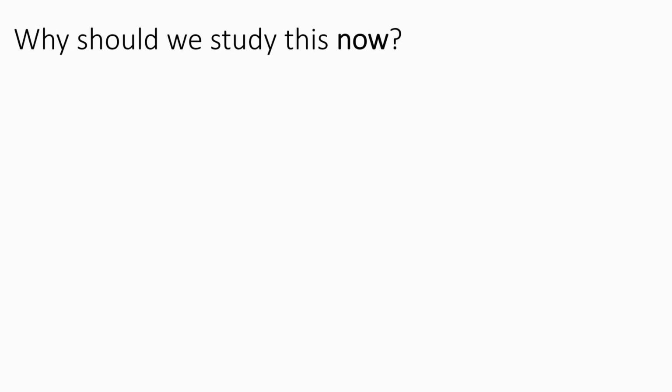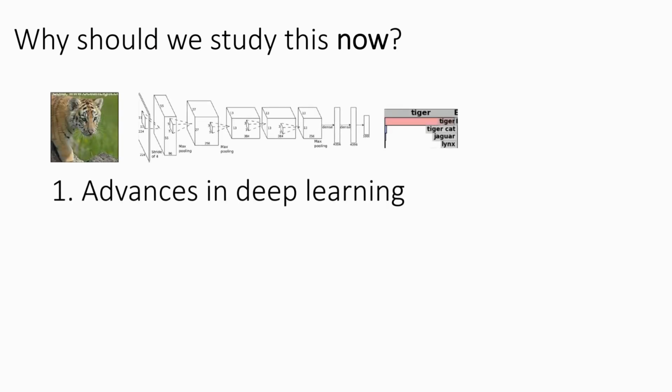Okay, so that maybe gives you a little bit of an idea of what are some of the cool things we can do with deep RL. Why should we study this now? Why is now a good time to look at deep reinforcement learning? Well, there are kind of three factors that I think are coming together very nicely in the last maybe 3 or 4 years that make it a great time to study deep RL.